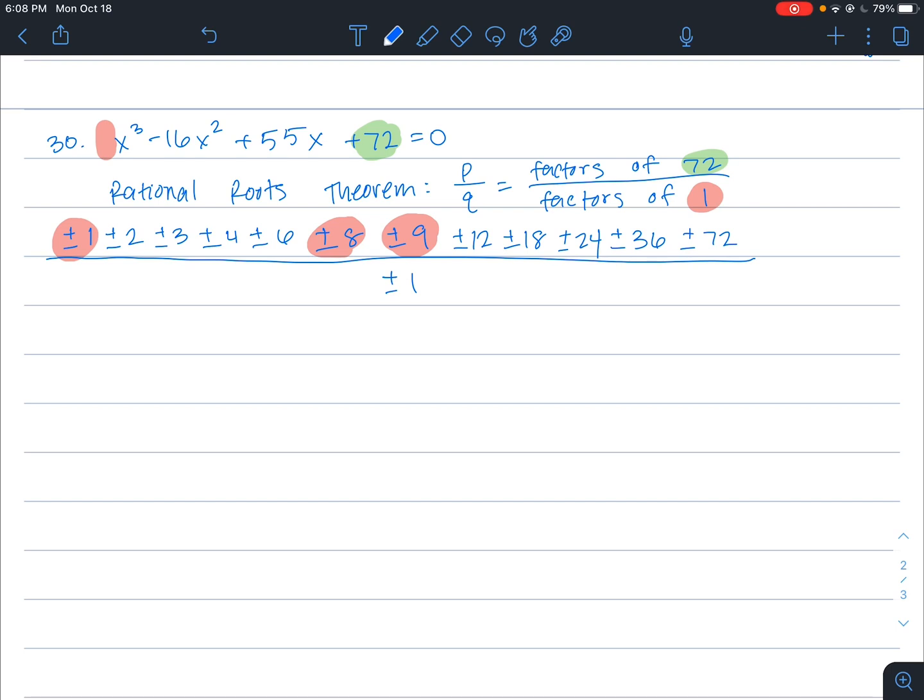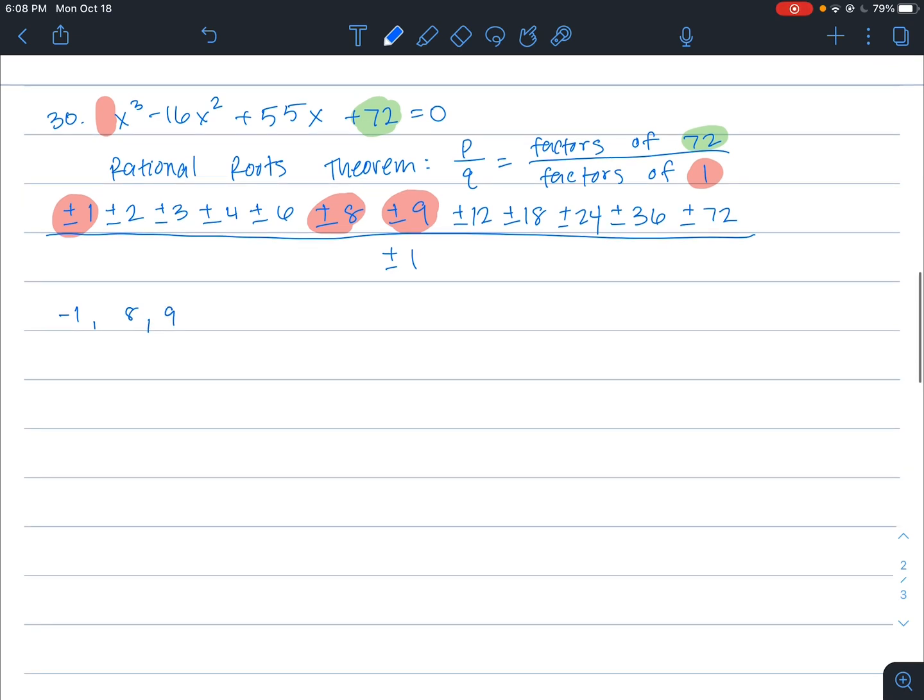Okay, so that gives us a quicker route, because I don't want you guys to be testing all day, and that would honestly take way too long. So in any case, let's just use synthetic division for these ones. We said -1, 8, and 9 are our solutions. So let's just make sure that those are right using synthetic division. So I have 1, -16, 55, 72.